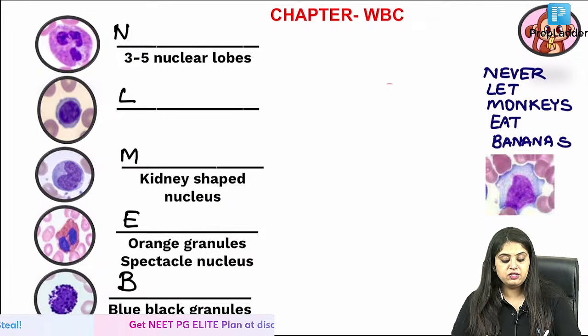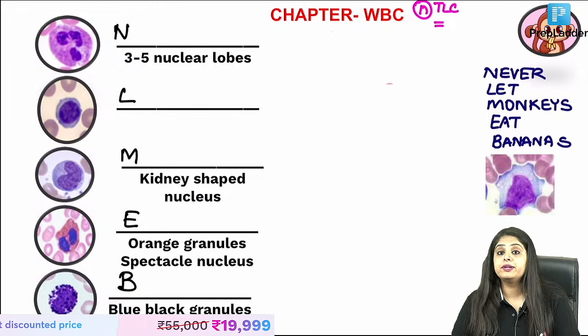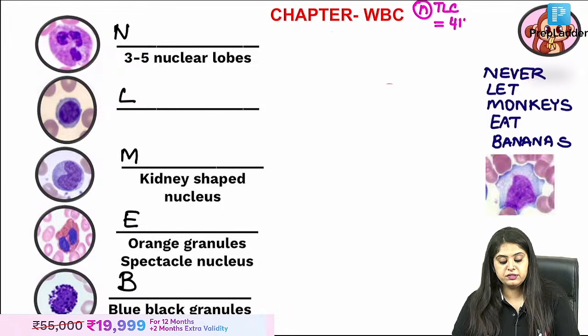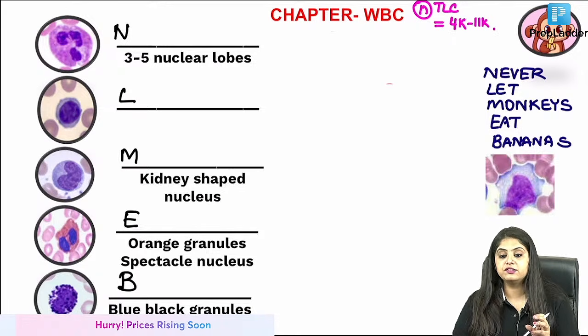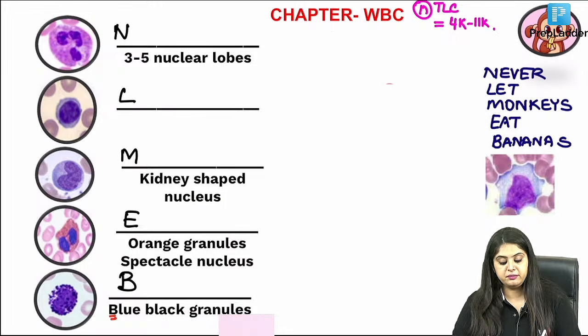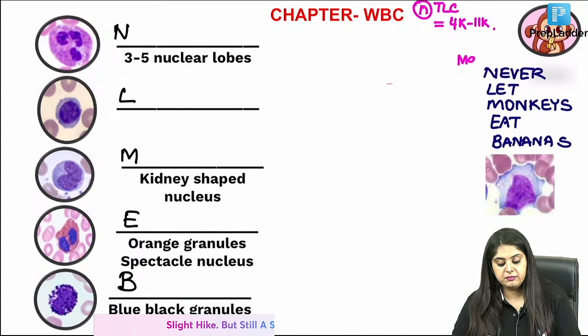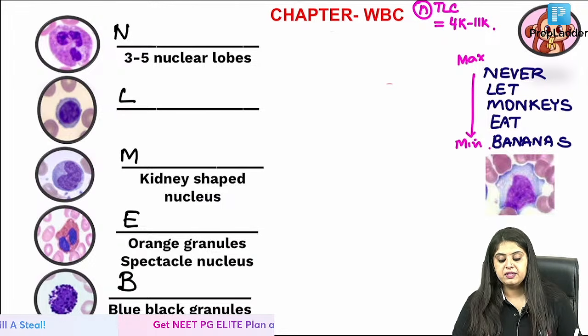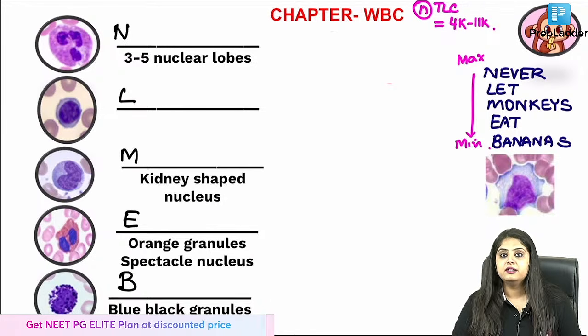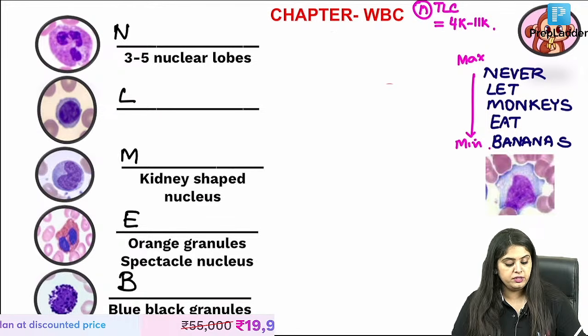So that means I'm teaching you what is the normal TLC. Normal TLC is going to be 4,000 to 11,000. Simple question. And I made a cute little monkey on the side, which you all know, never let monkeys eat bananas, because from maximum to minimum is going to be NLMEB, right? NLMEB. So we have number 1 is going to be the neutrophils.